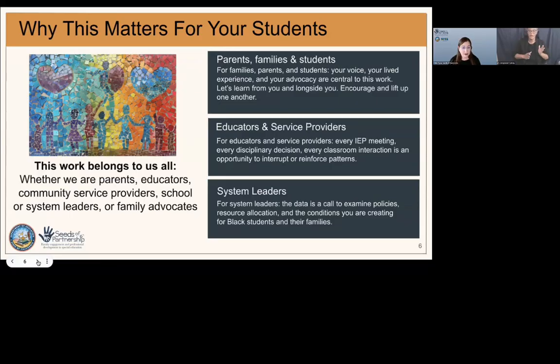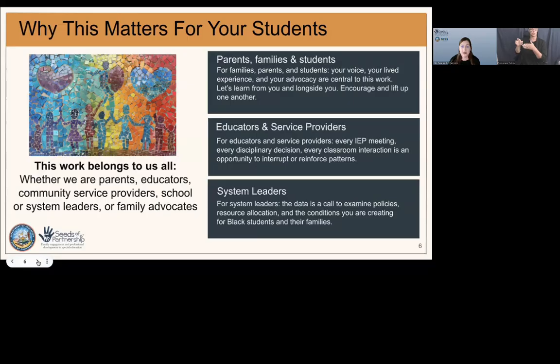For families, parents, and students, your lived experience, voice, and advocacy are central to this work. Let's learn from you, and let's learn together with you. And whether you're a Black parent or a student or you're not, let's encourage and lift up one another to better student outcomes. For educators and service providers, every interaction matters. Every IEP meeting, disciplinary moment, every classroom decision is a chance to either interrupt or reinforce the patterns that are driving the outcomes we're here to talk about today.